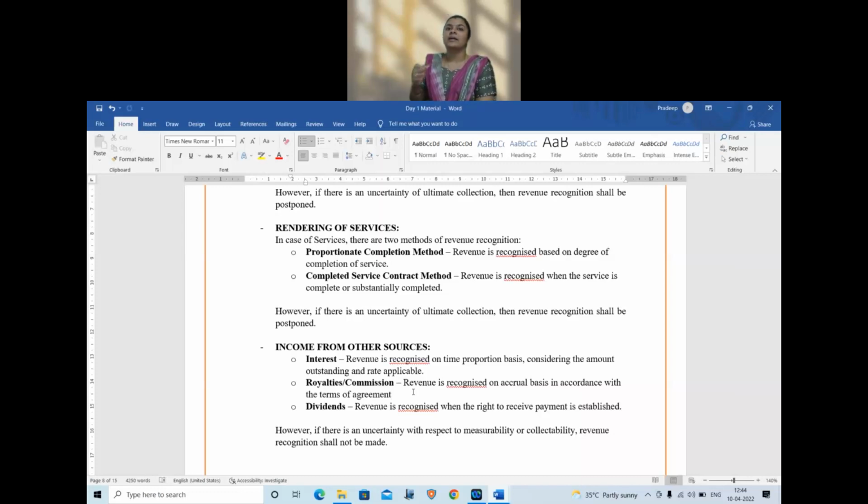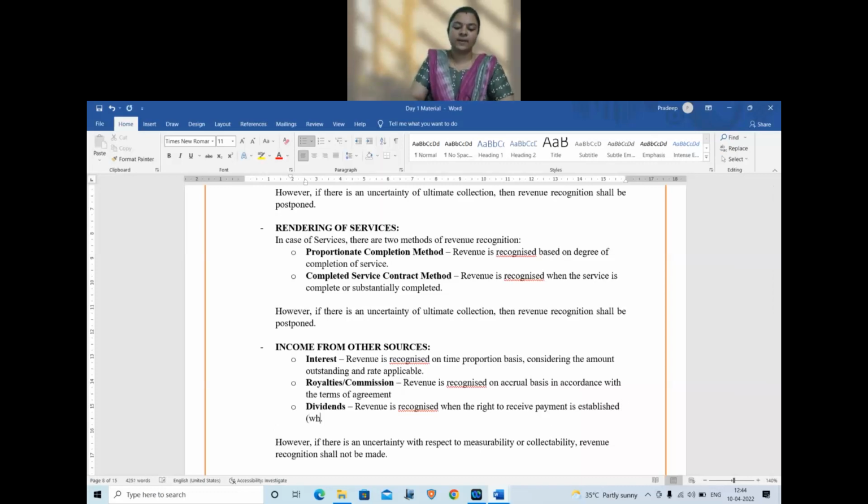Third, right to receive. The only place where this will get established is dividend. Where dividends are not declared, there is no right to receive. Dividends can be receivable only when declared by the company. So only when the declaration of dividend is made, not even a proposal, only then does the dividend become receivable. Revenue is recognized when the right to receive the payment is established, so basically when dividend is declared. Again, the same rule.